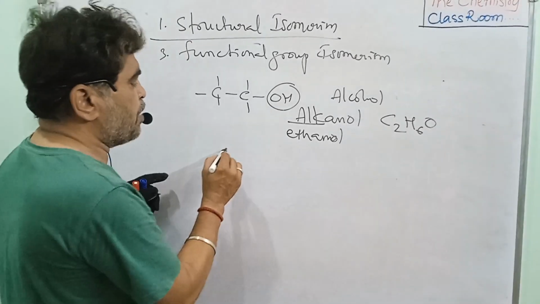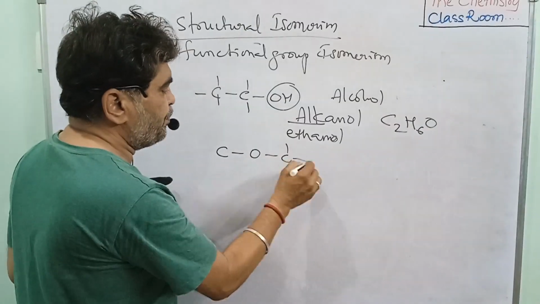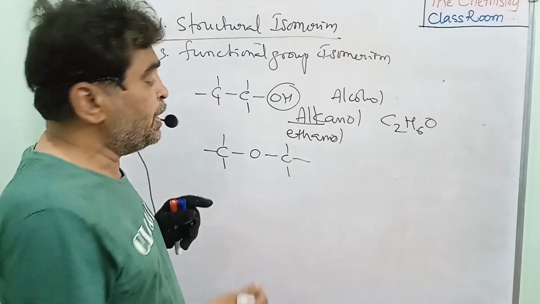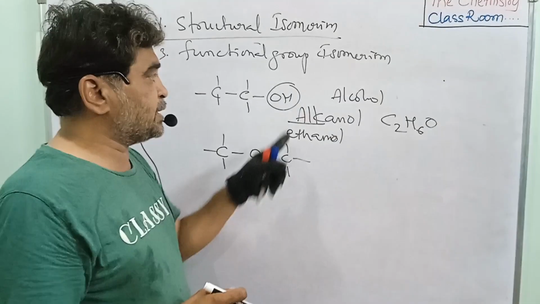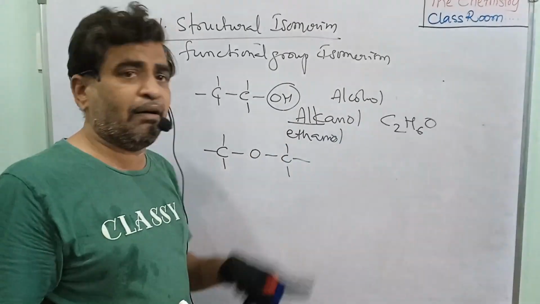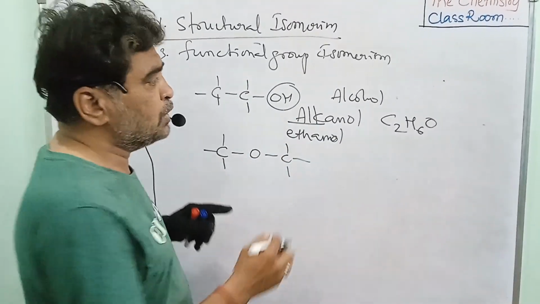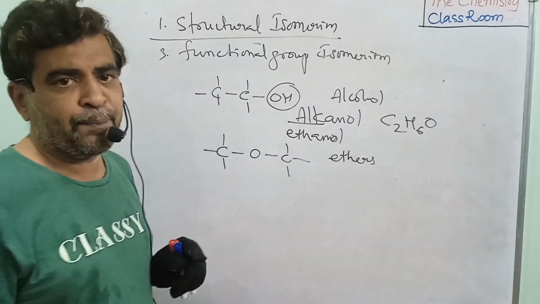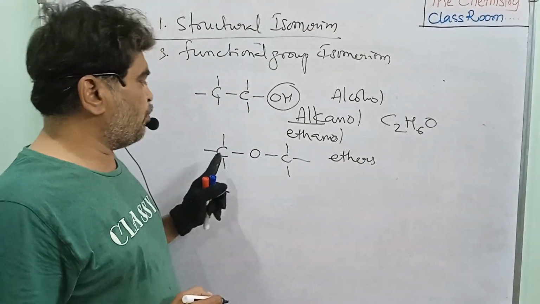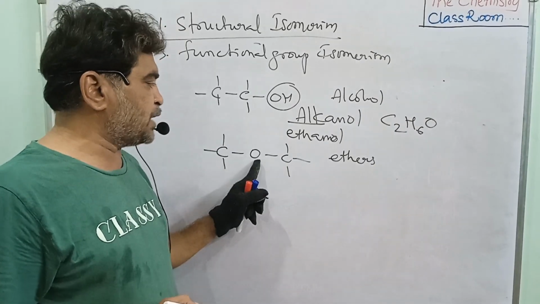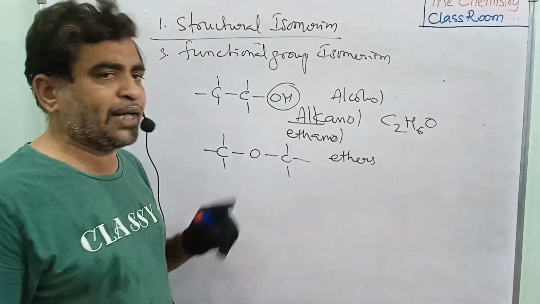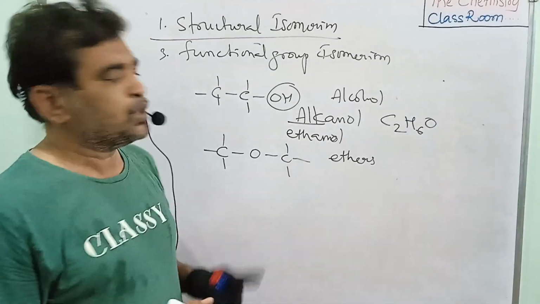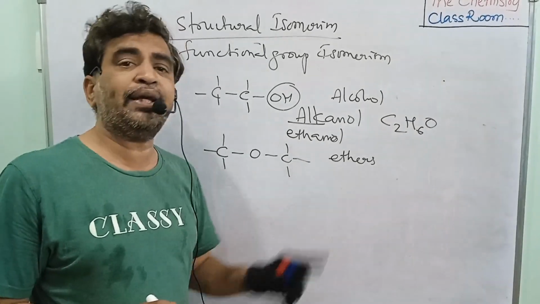I write one more compound. Now you see this compound. In this compound, oxygen is the heteroatom. In the earlier one it is in the form of OH, so they are alcohols. Here it is in the form of O, so they are called ethers. What are they called? They are called ethers. In these ethers, one carbon is attached to the oxygen, and another carbon is also attached to the oxygen. Here oxygen is attached with two-sided carbons. So this functional group is called ether.